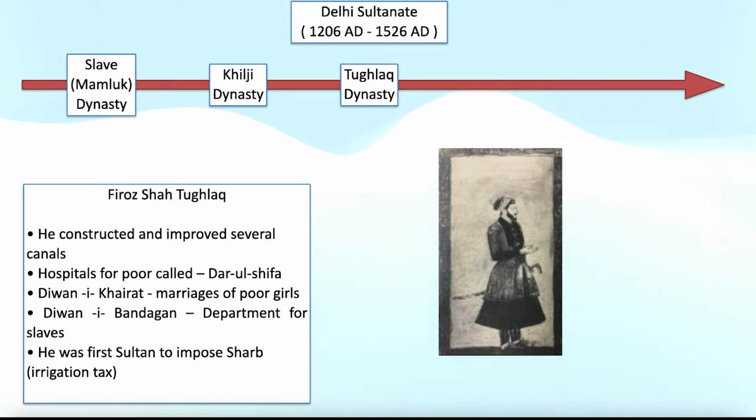And also remember, he was the first sultan to impose sharb. What does this word sharb mean? It means irrigation tax. So you need to remember these terms as well.